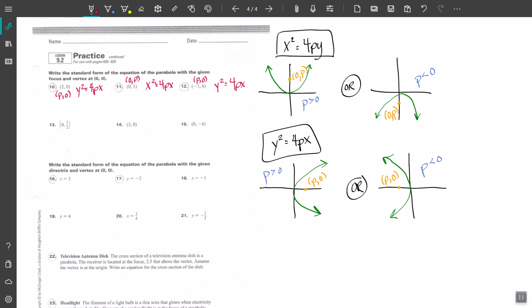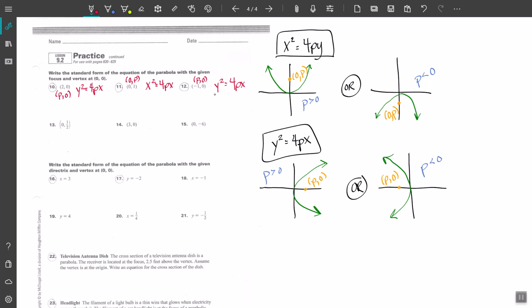However, it's good to talk about it. Since our p-value here is greater than 0 in number 10, and we're talking about the y squared version of the standard form, this graph, if we were to graph it, would open to the right. In number 11, we have an x squared, and our p-value is greater than 0. Because we're talking about an up or down parabola, this one's going to open up.